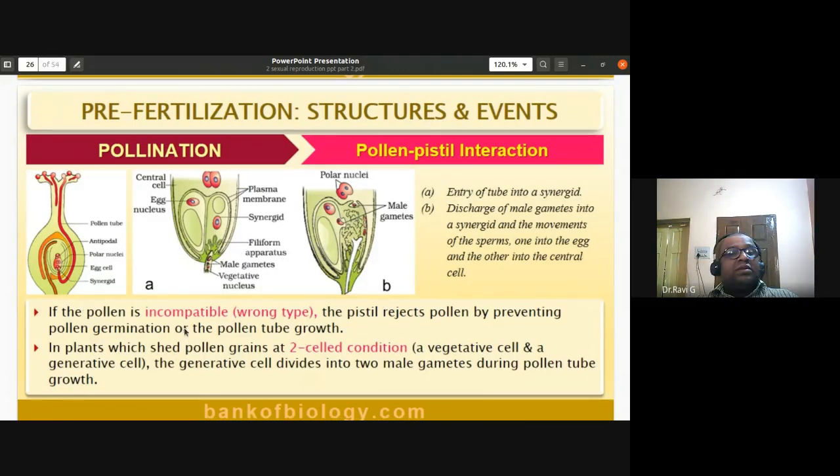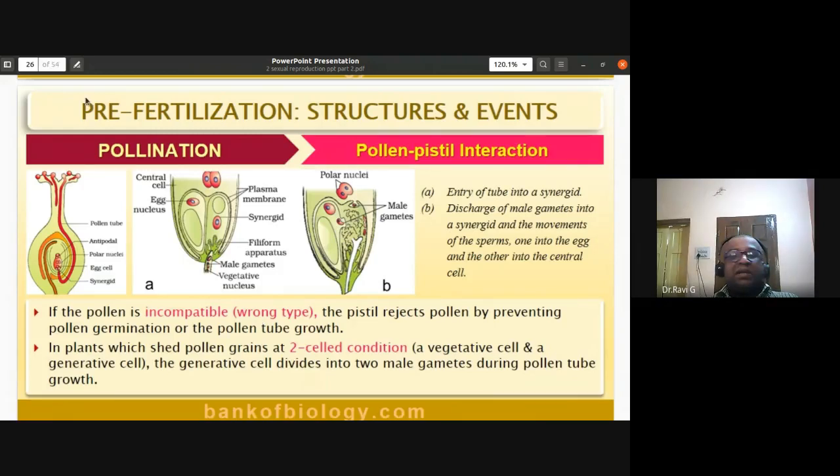That happens if the pollen is compatible, the right type of pollen grain. What do we mean by compatible pollen grain? It is the pollen grain of the same species. If the pollen is incompatible, that is a wrong type of pollen grain, it is a different species pollen grain. Like pollen grain of tomato might fall on the stigma of hibiscus, then it is an incompatible pollen grain. If pollen grain of hibiscus falls on the stigma of hibiscus, we call that the compatible pollen grain. That is the right type.